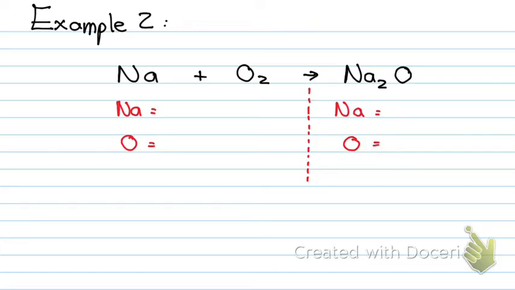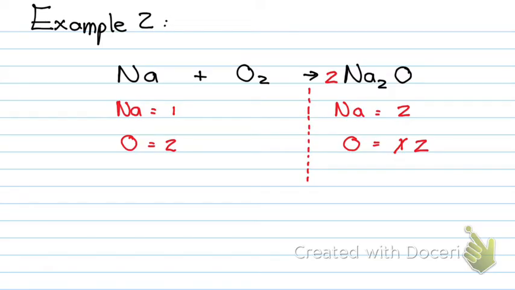So let's count. Sodium, we have 1 on the left, 2 on the right. That's going to be a problem. And 2 oxygens on the left and 1 oxygen on the right. So let's start by fixing the oxygens. So on the right hand side we have 1, on the left hand side we have 2. So we want to make this one 2. How do we do that? The only way we can do that is putting a 2 in front of the sodium oxide.